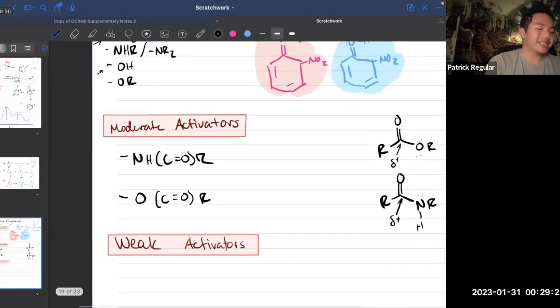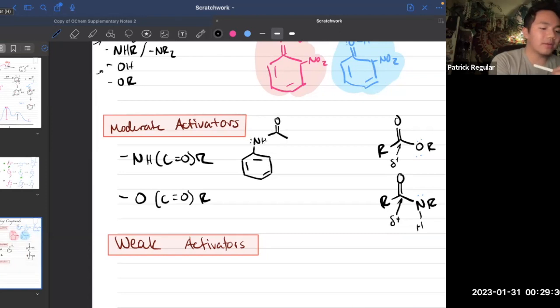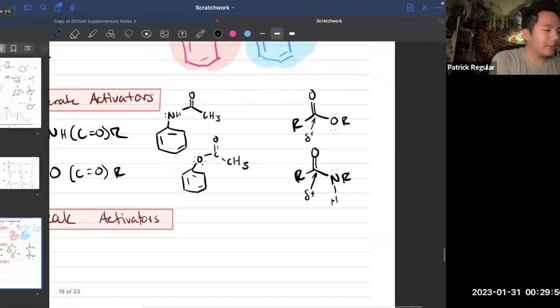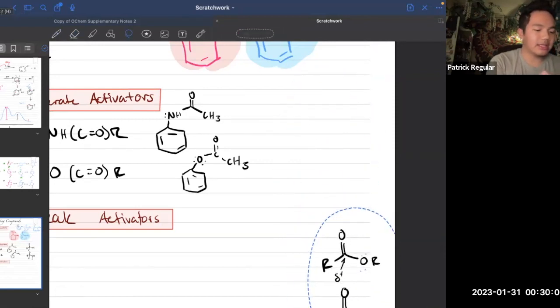So what do I mean by this? If it's the N terminus of your amide group, this is what you would see. A benzene ring with N, lone pair, H, connected to a carbonyl carbon. Let's just say it was a simple CH3. Same thing with the ester. We have something like this. Carbon, CH3. The O terminus, not the C terminus.